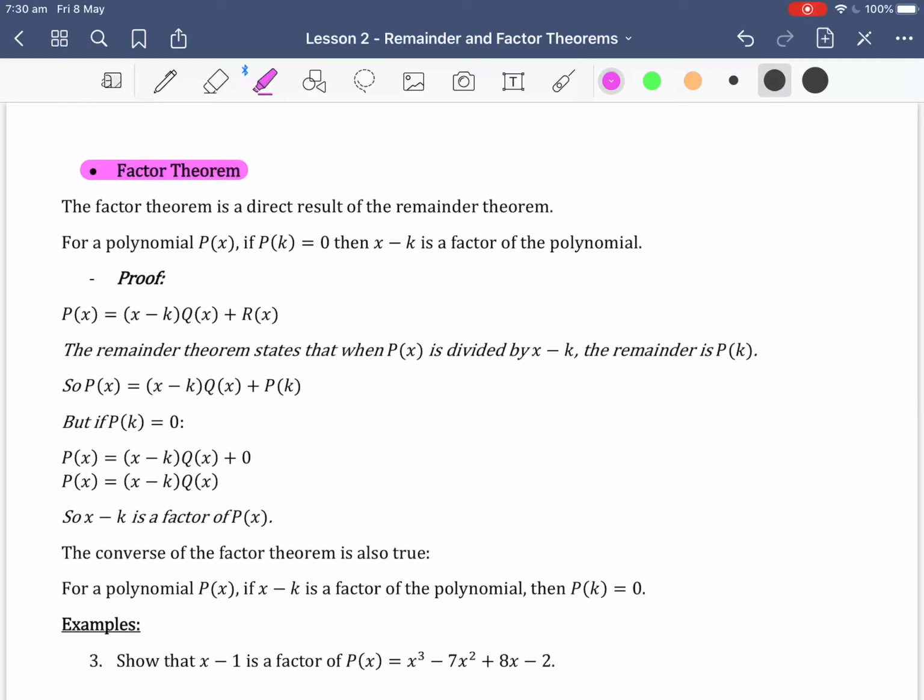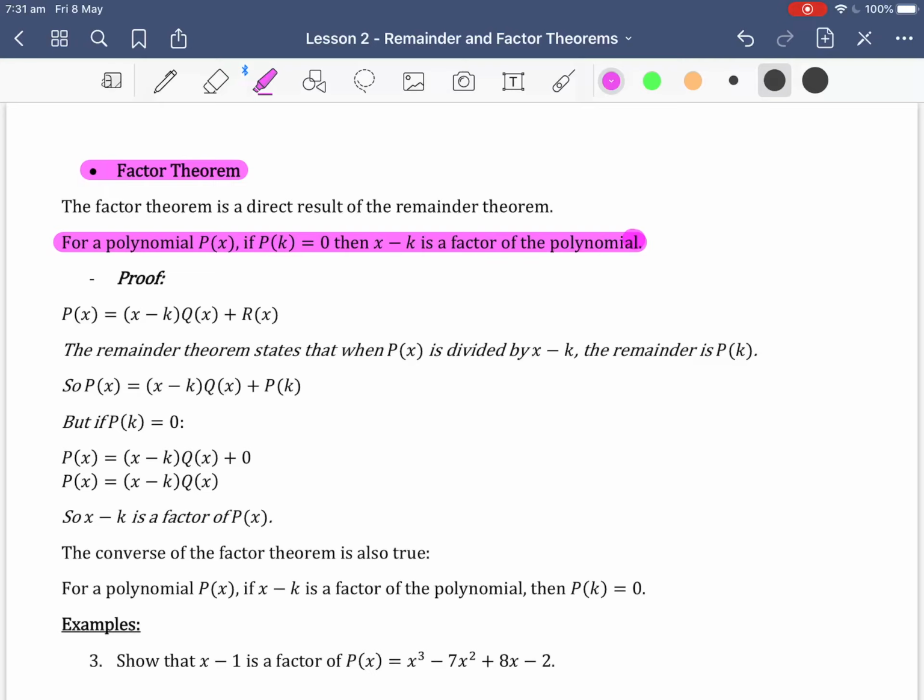Moving on now to our factor theorem, which is a direct result of the remainder theorem. Our factor theorem is: for a polynomial P(x), if P(k) equals 0, then x minus k is a factor of the polynomial. So let's prove this. We have P(x) equals (x minus k) Q(x) plus R(x). All we've done there is substitute our A(x) out for our x minus k.